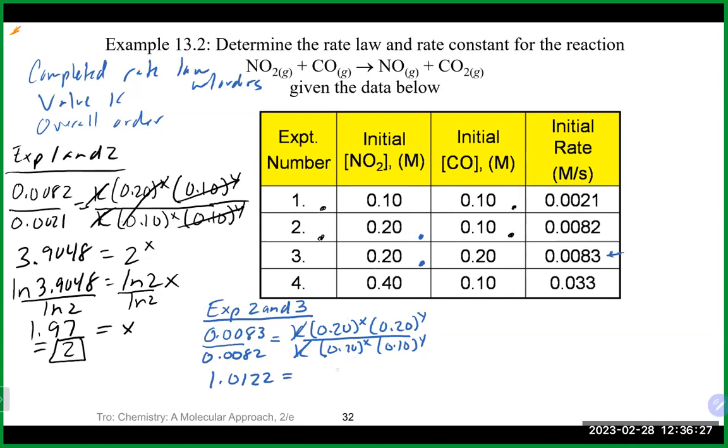This is going to completely cancel out, and this is going to give us a 2 to the Y. Once again, if you want to do a natural log of both sides, you can. Natural log of 2 to the Y. And once again, we're going to divide that to the other side. And that's going to give us the natural log of that divided by the natural log of 2.